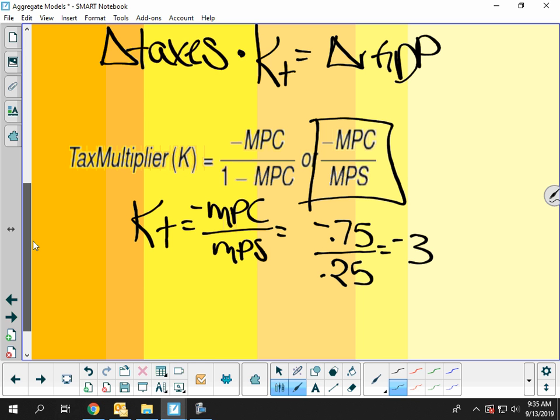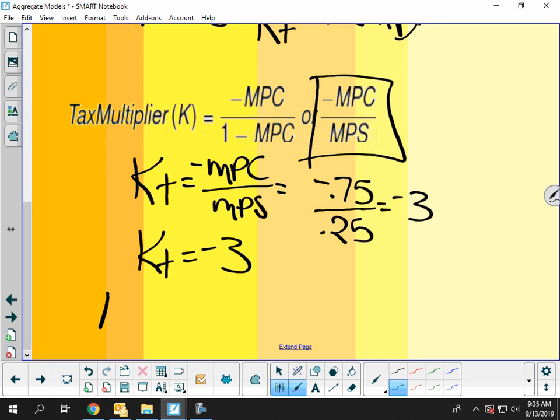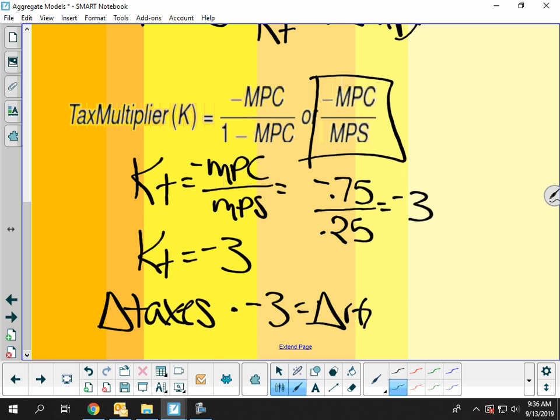Okay, so that's negative 3. So KT equals negative 3. So what does that mean? That means any change of taxes, in this case, times negative 3, that will be our change in real GDP.